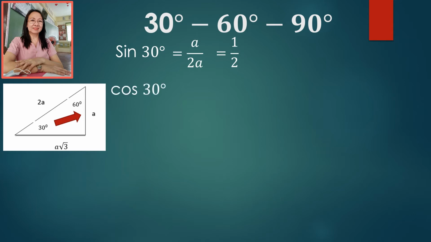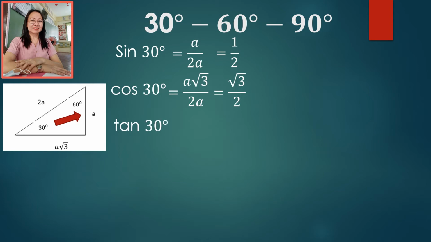For cosine 30 degrees, which is adjacent over the hypotenuse, the adjacent A square root of 3 over the hypotenuse 2A. So similarly, we can cancel A over A. So cosine 30 degrees has the value of square root of 3 over 2.